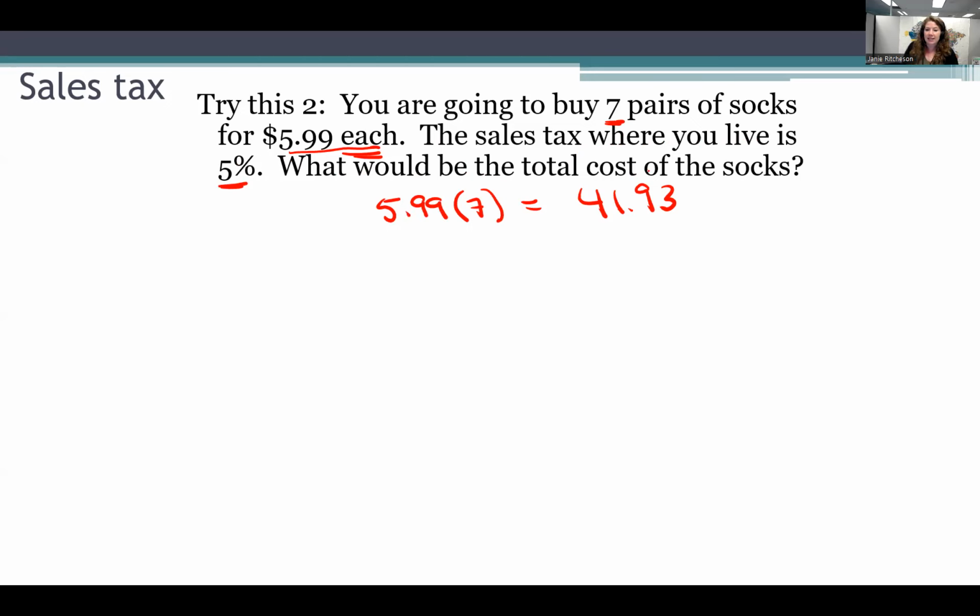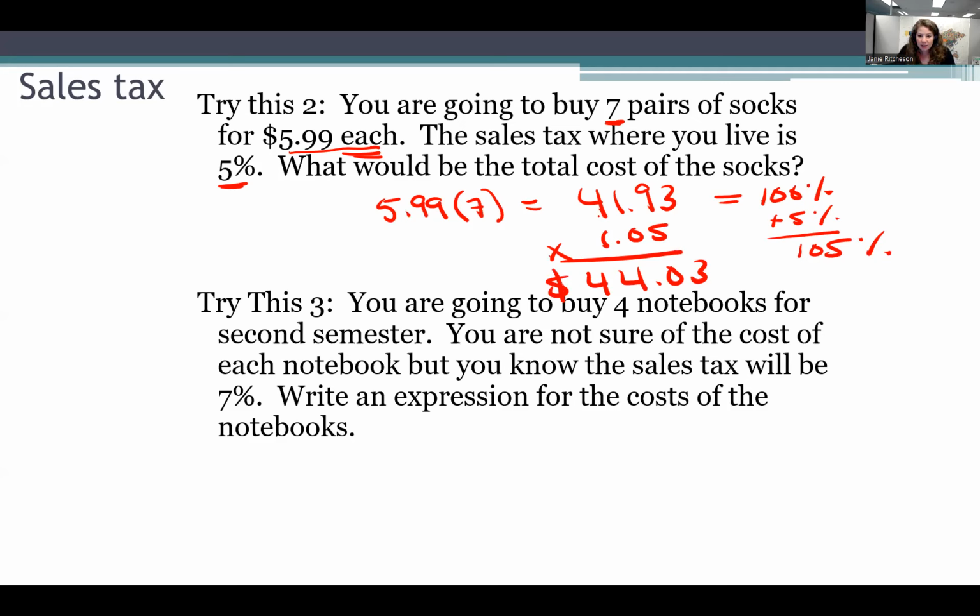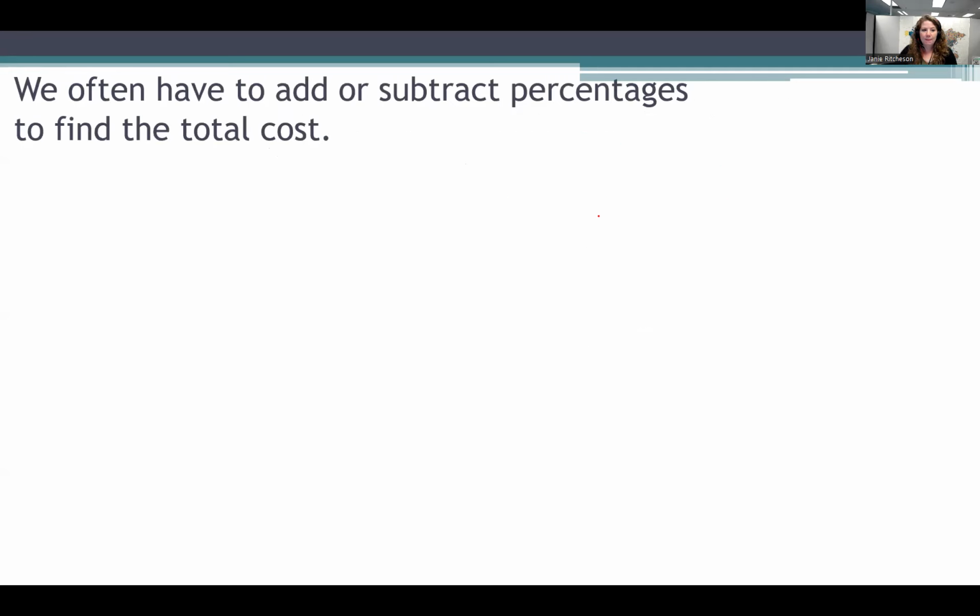So before sales tax, this is 100% of the cost of the socks. Plus we're going to pay 5% for sales tax, which is 105%. So now we're going to turn 105 into a decimal, which is 1.05. We're going to multiply, and hopefully you got $44.03. All right, you guys try number 3 and let me know what you get.